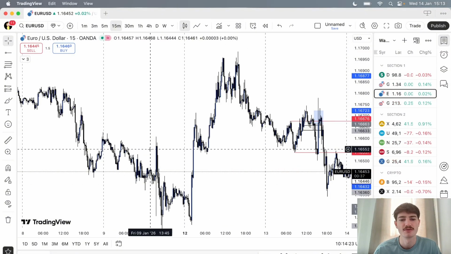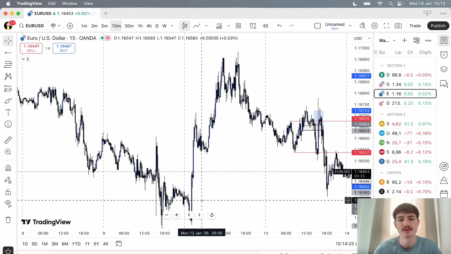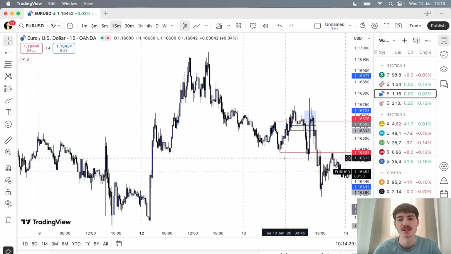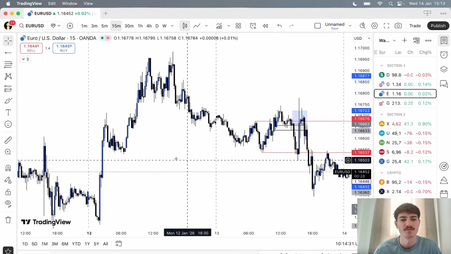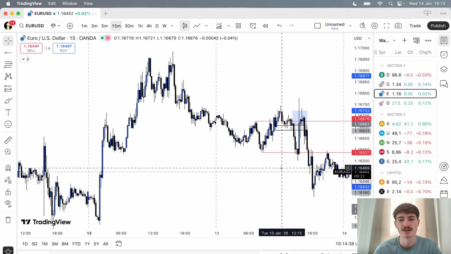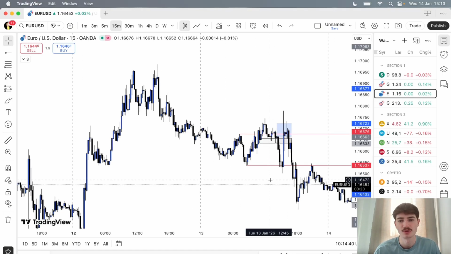Friday was NFP, and then going into Monday we had this massive bullish momentum. So going into yesterday's trade, I figured there was some decent volume from the previous day, so I'm open to taking buys, but like I say, we're always reacting to price.